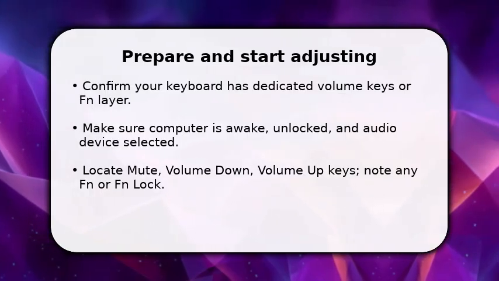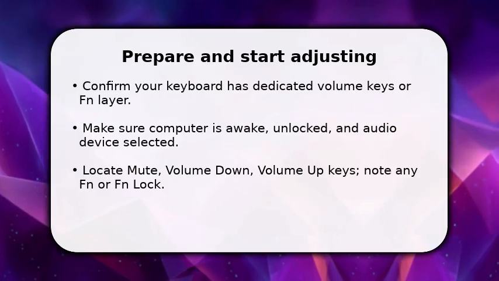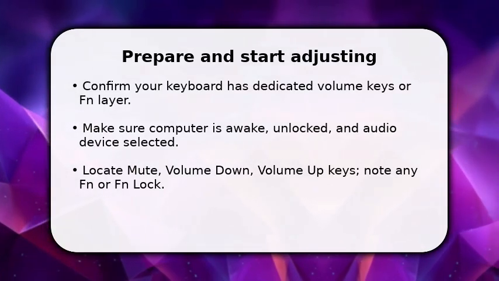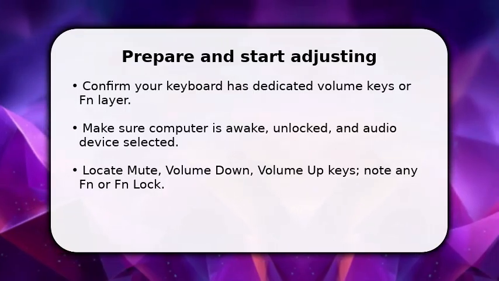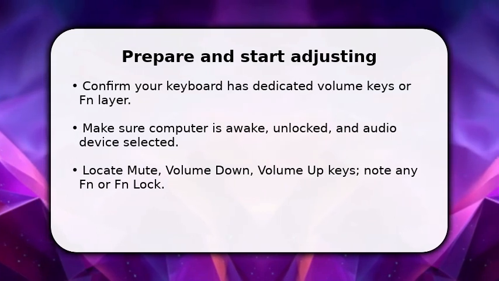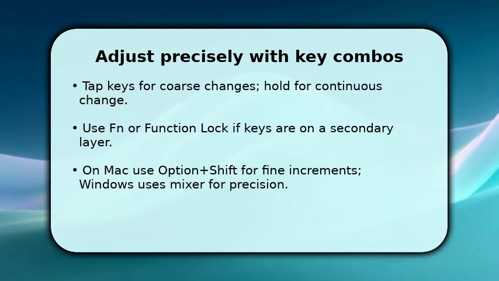Press the mute key briefly to check immediate response, then tap volume down or up once to observe change. Make sure system sound isn't muted in software. This makes the first tangible adjustment fast and confirms the control path. Now refine the level using key behavior and OS features.